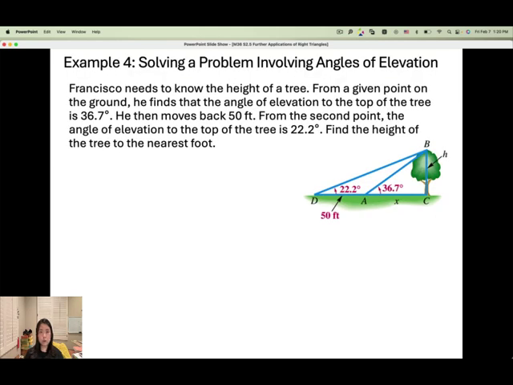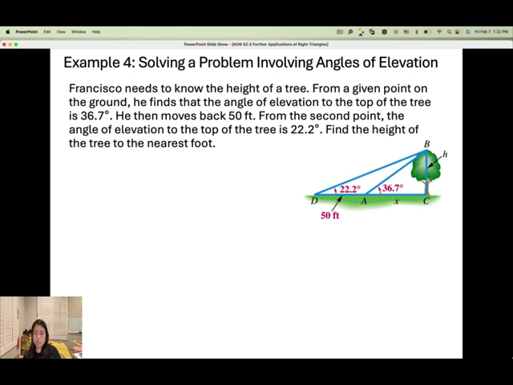Example 4. Francisco needs to know the height of a tree. From a given point on the ground, he finds that the angle of elevation to the top of the tree is 36.7 degrees. He then moves back 50 feet. So he is standing here looking at the tree, and then he goes back 50 feet. From the second point, the angle of elevation to the top of the tree is 22.2 degrees. Find the height of the tree to the nearest foot.